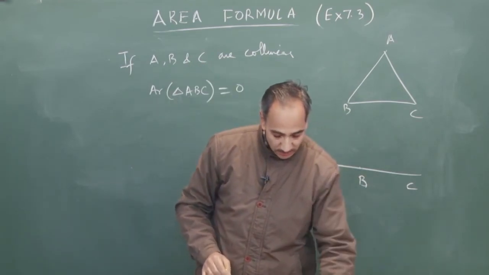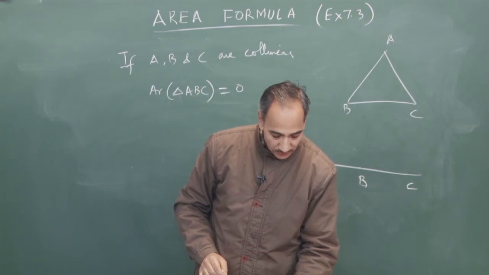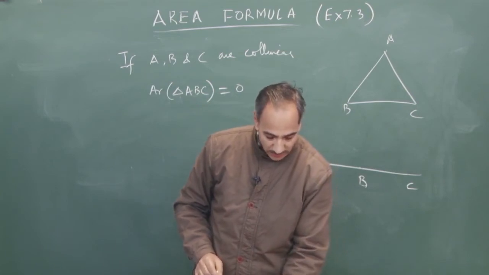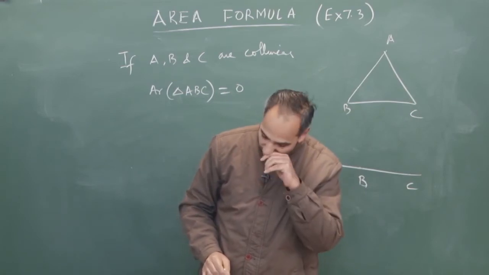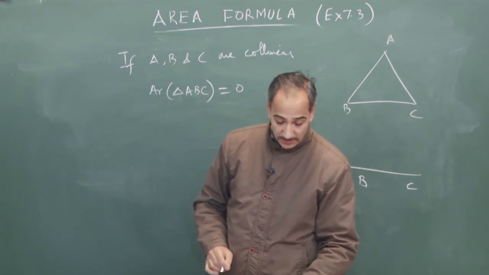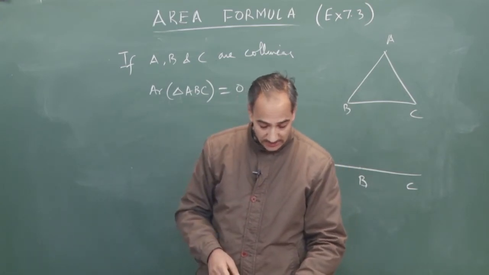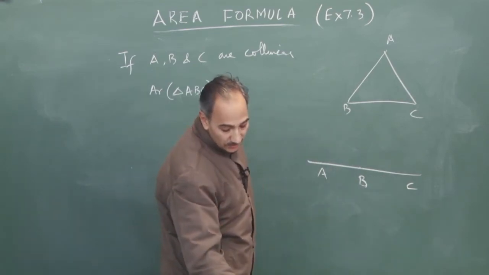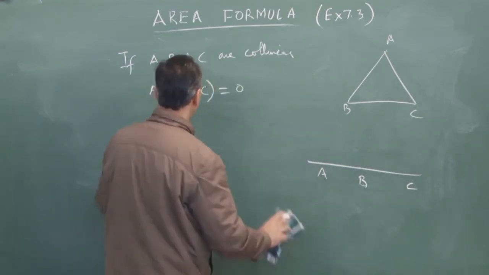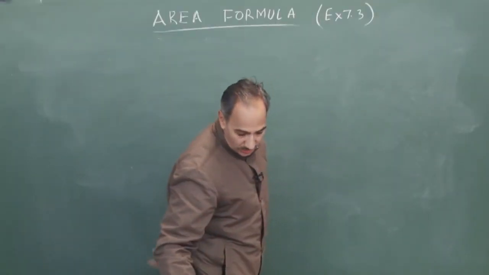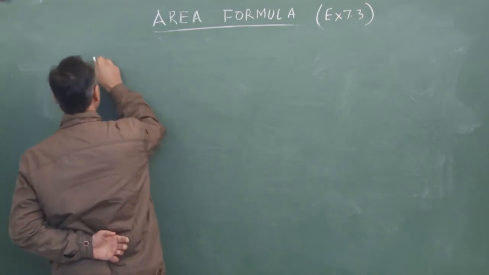That was exercise 7.1. We were asked to verify if these 3 points are collinear. That was your question number 3. I had left that question and I will be doing it using the area result. So that's exercise 7.1, question number 3. Determine if these 3 points are collinear. So we'll take that sum. This is my question number 3 of exercise 7.1.